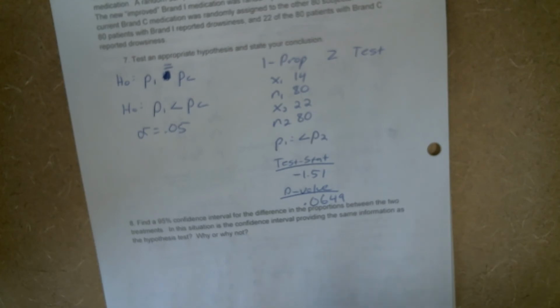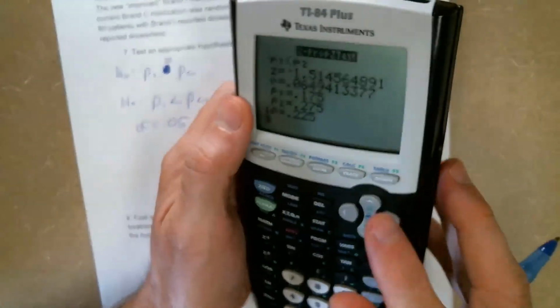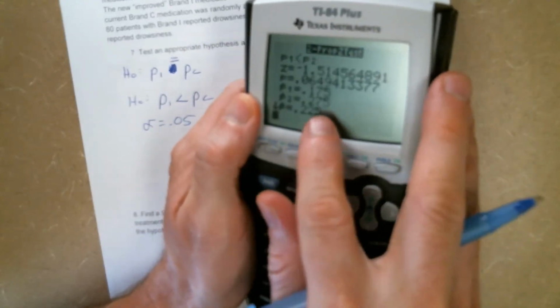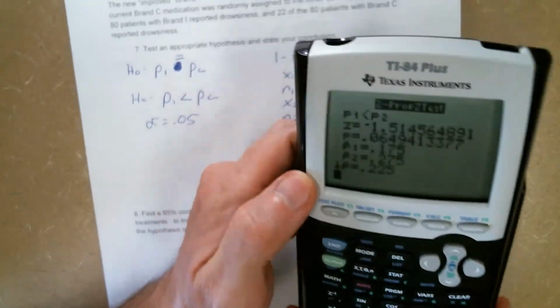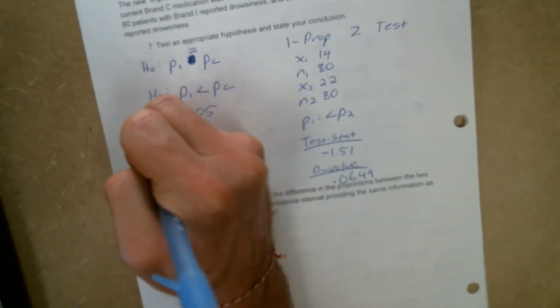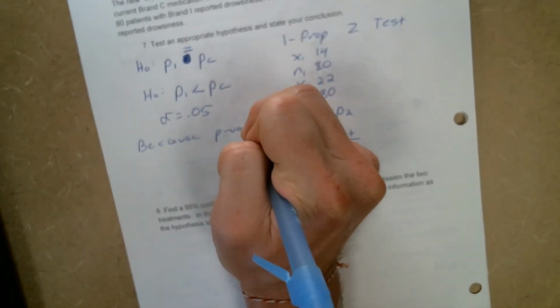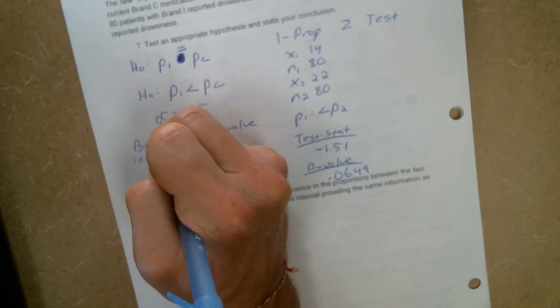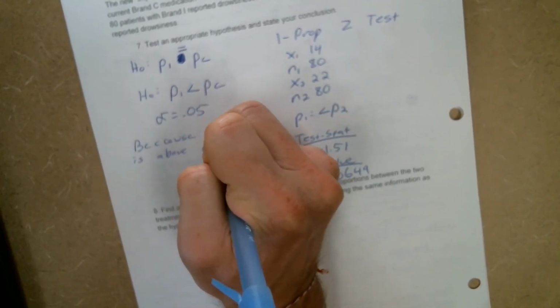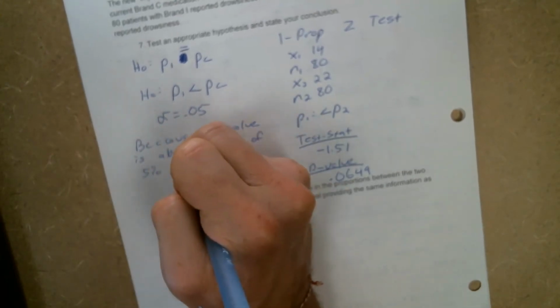All right, but based on our sample size of 80 subjects in each group, that gap was not big enough to definitively say there is a difference between the two medications. All right, because it's above our alpha. So because our p-value is above our alpha of 5%, we fail to reject the null.